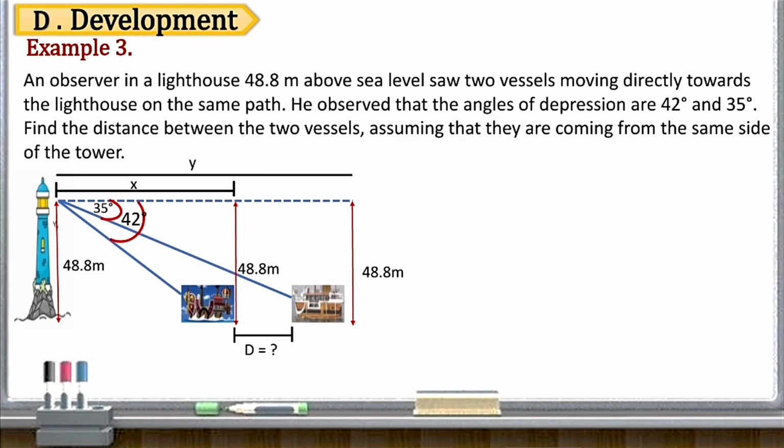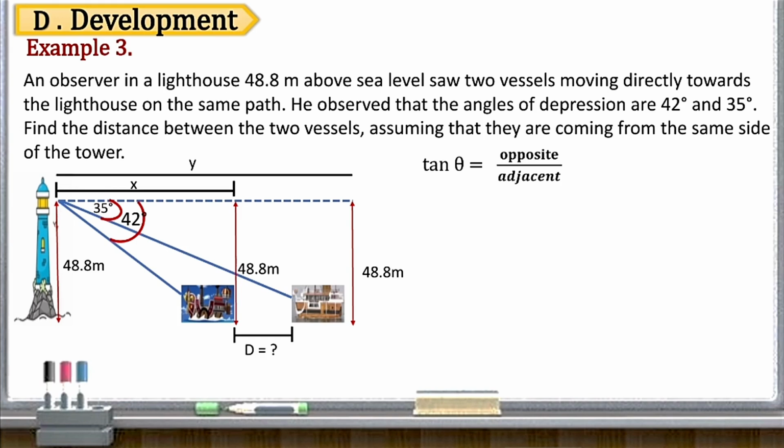So gagamitin uli natin class dito yung tangent theta is equal to opposite over adjacent. So bakit po tangent po ulit? Kasi class given yung ating opposite at ang hinahanap natin ay yung adjacent. So yung reference angle natin class dito is yung 42 degree, since yung malapit na barko yung una nating sinosolve or yung distance sa malapit na barko.